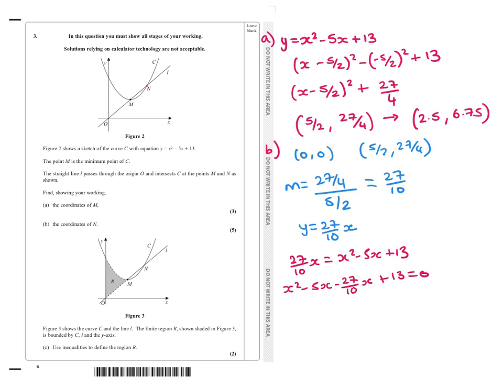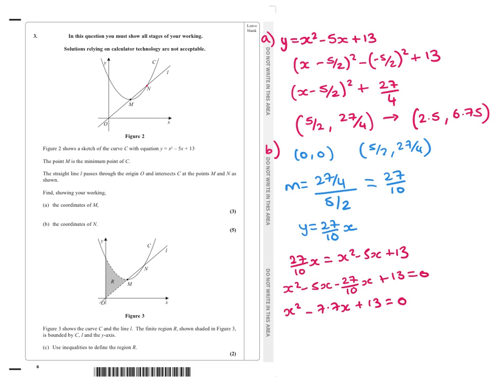So then what do I get? x squared minus 5 and 2.7, minus 7.7x plus 13 equals 0. It clearly says do not use technology. If anybody now used their calculator and did your ABC, you're not going to get the marks. Okay, it's very clearly written here, isn't it?